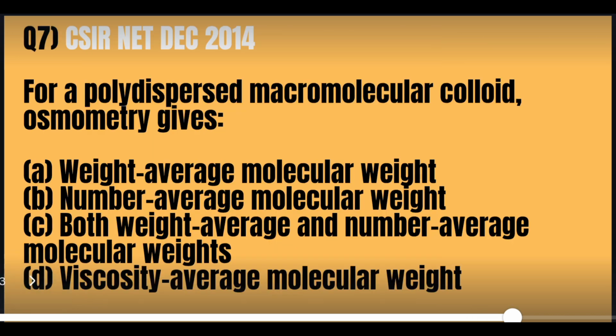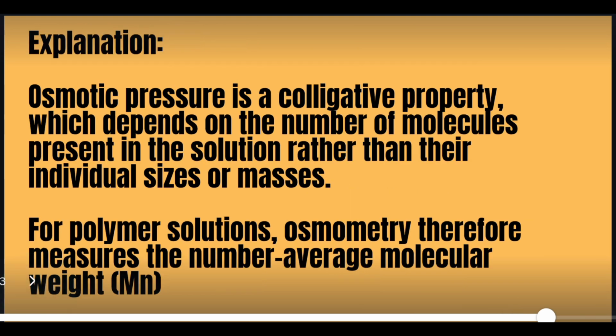Now we'll move to the seventh question. For a polydispersed macromolecular colloid, osmometry gives option A weight average molecular weight, option B number average molecular weight, option C both weight average and number average molecular weight, and option D viscosity average molecular weight. Now we'll see the solution.